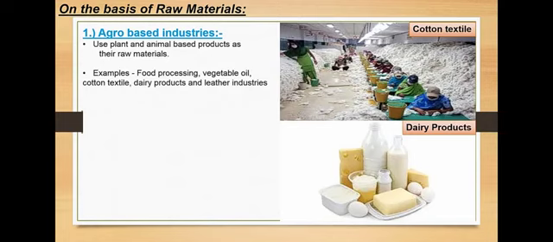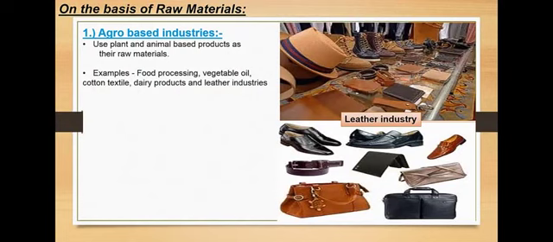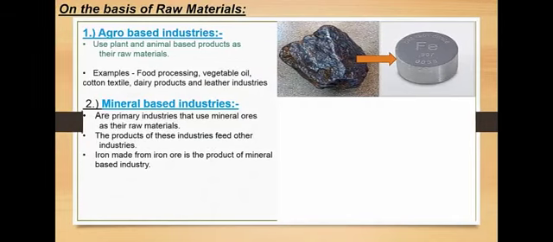You can give a lot of examples for these agro-based industries, where the input will be plant products and animal products. Vegetable oil, where we get sunflower seeds, etc. Food processing, cotton and textile industries, dairy products, and also we can give leather industries as an example. Where are we getting the leather? From animals. So when plant and animal products are used as input, it is called an agro-based industry. And the next one is mineral-based industries.